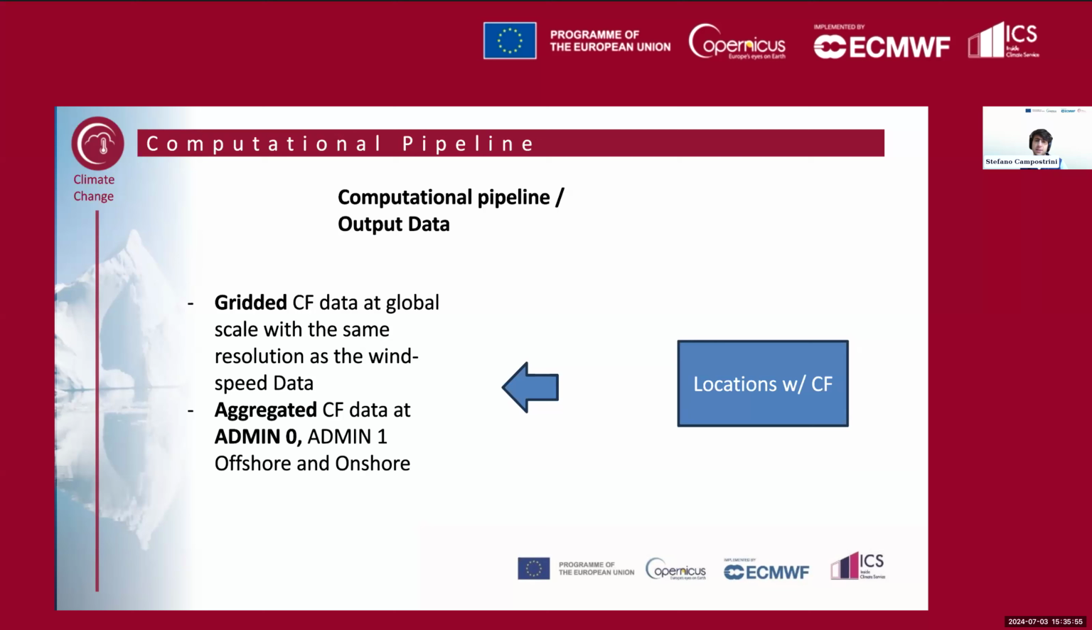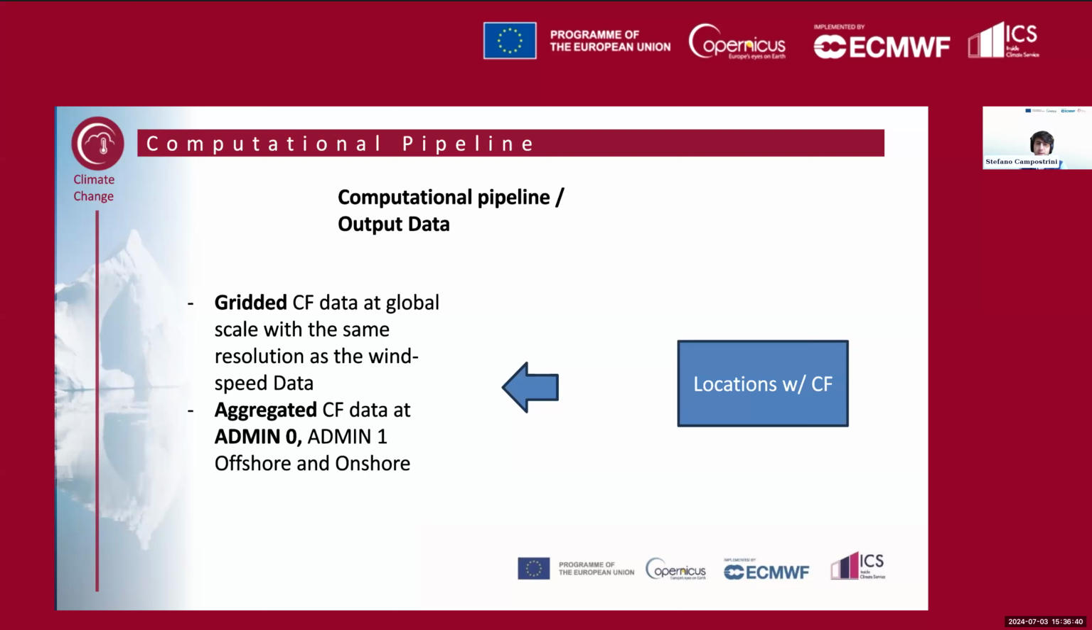Then we aggregate this data using information that's embedded in the tables from the windpower.net that tell us for each location to which country the various power plants belong to. So admin zero aggregation is quite straightforward, and it's just a simple average between all the time series that are within the admin zero region.